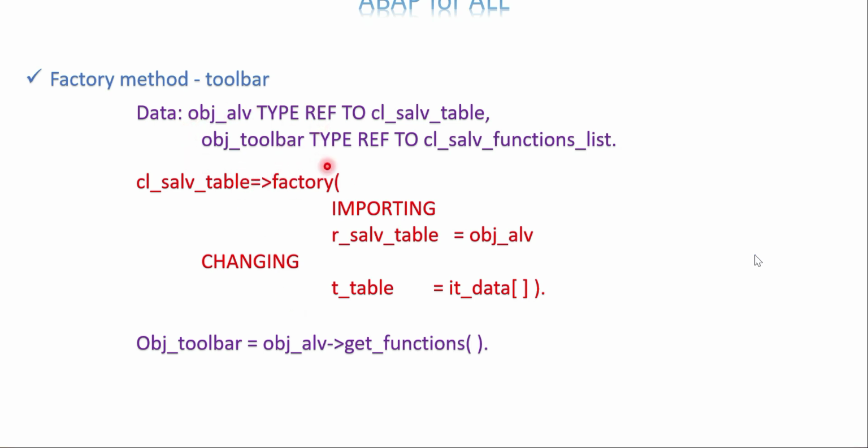Once I get the reference, I can access all the methods which are relevant or needed for my requirement. For example, I want to display all my toolbars. There are a few options: I want to display all the toolbar buttons, or only the default, or only the selections. For that I have a method called set_all that comes under the relevant class CL_SALV_FUNCTIONS_LIST. The value is X. So I'm going to set all the toolbars, making all the toolbar buttons visible along with the toolbar. That's why I want to use this method.